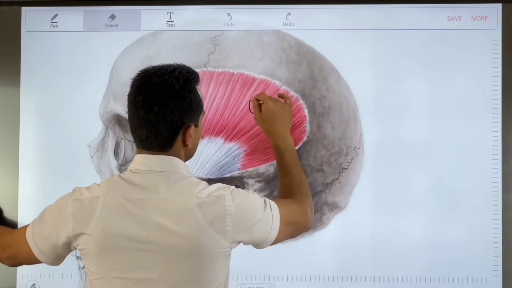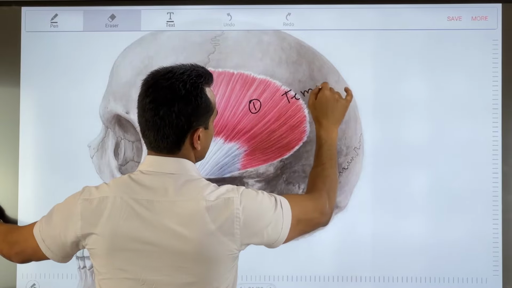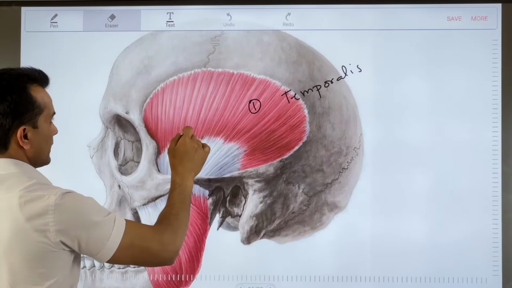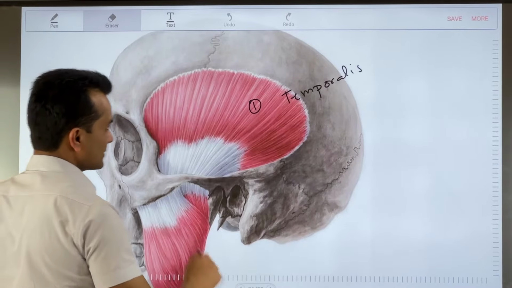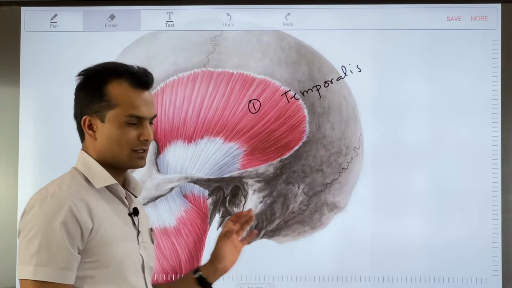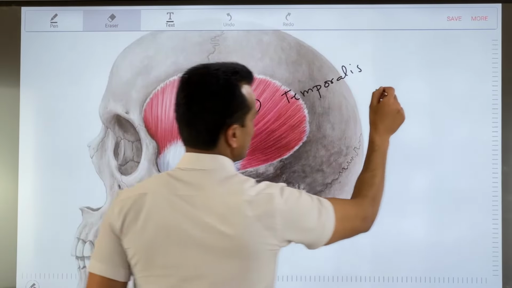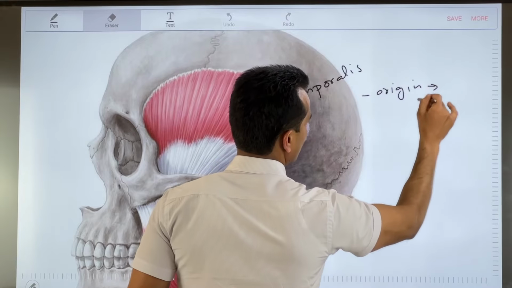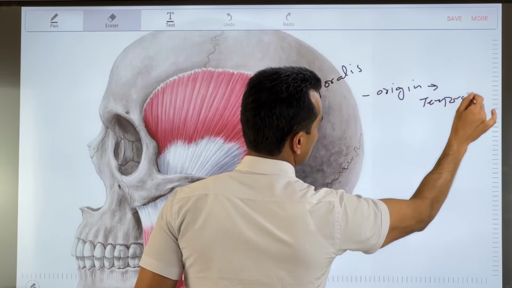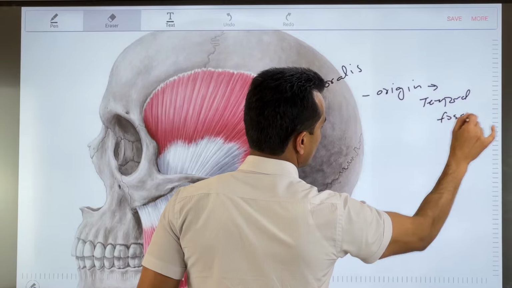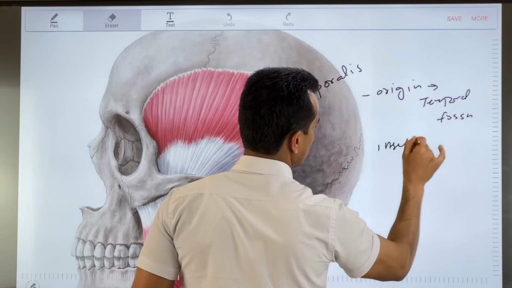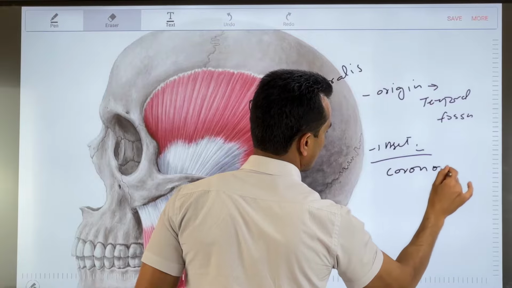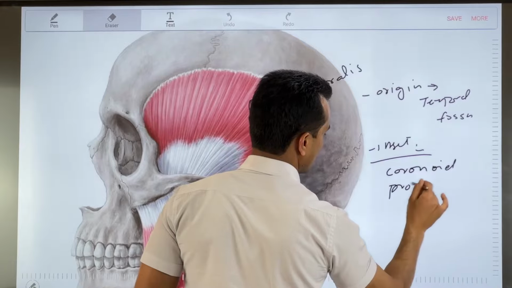temporalis. So this is your temporalis muscle. It originates from the temporal fossa and it inserts on the coronoid process of the mandible. So its origin is the temporal fossa, and it inserts on the coronoid process of the mandible.